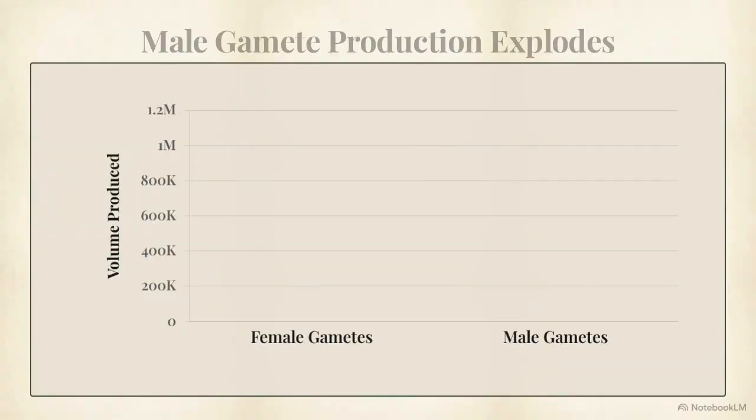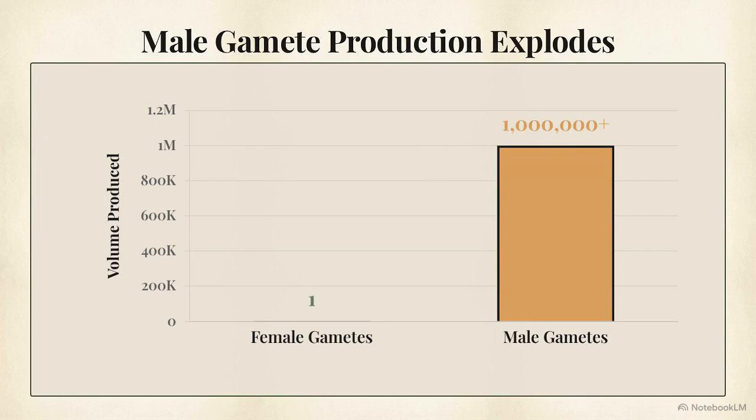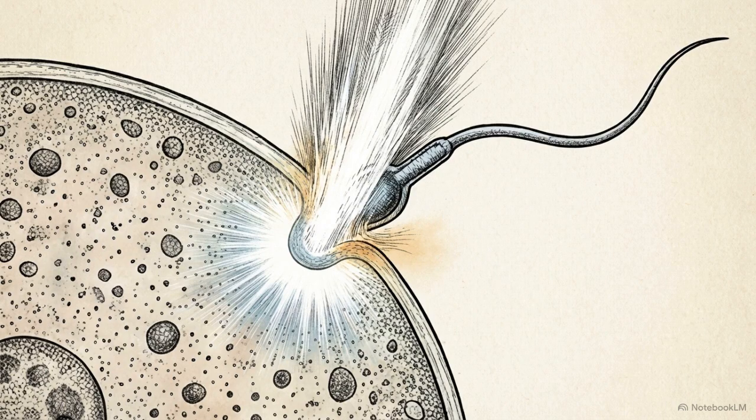To offset catastrophic losses along the journey, males are forced to produce thousands or even millions of times more gametes than females. Gamete transfer is an extraordinarily inefficient biological gamble. It demands vast energy expenditure to facilitate just a single successful microscopic collision.